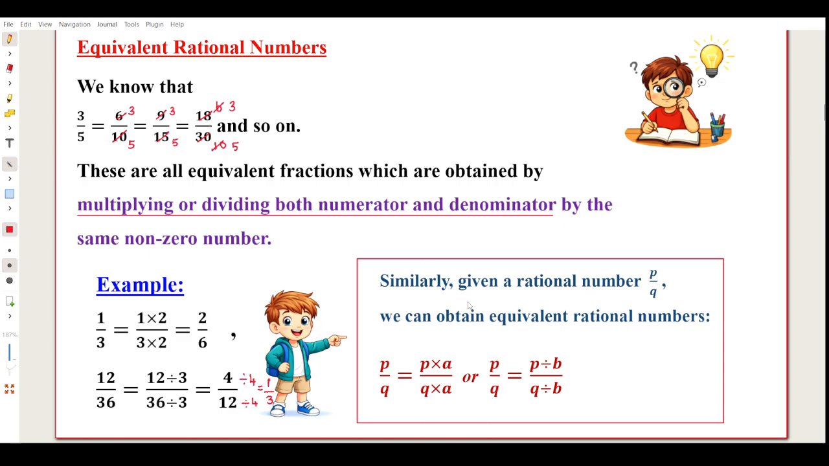In general, similarly, for a rational number p by q, we can obtain equivalent rational numbers. How can we obtain equivalent rational numbers? Either you multiply numerator and denominator by the same value, or you divide numerator and denominator by the same value, so you will be getting an equivalent rational number.